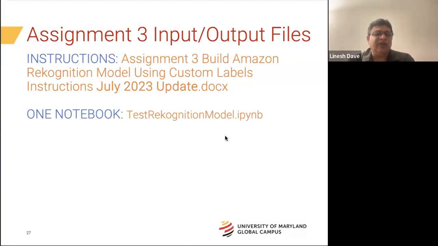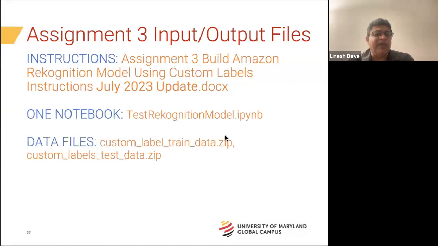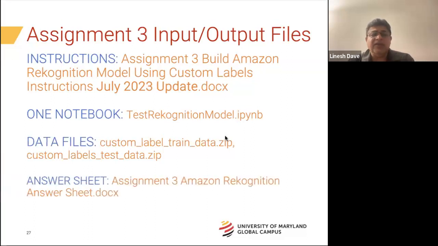And then you have a test recognition model in the IPython notebook. So that's a notebook that you would need. And then you have the data files. There are 2 zip files, one containing the training data, one containing the test data. And then you have the answer sheet that I just talked about, which is the Amazon Recognition answer sheet. It's a Word document again.